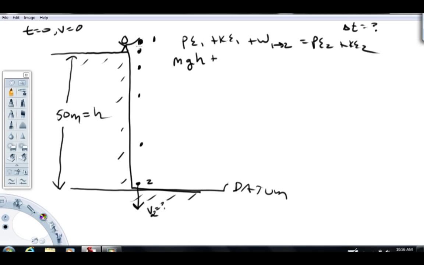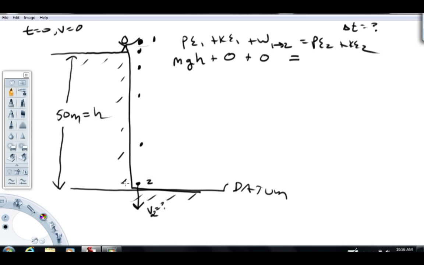Now I'm going to move on to KE1. Here are the keys at position 1. They're not moving yet, so they have a velocity of 0. Since kinetic energy is 1/2 mv squared, and the velocity is 0 at that point, KE1 would be 0. Work from 1 to 2 is going to be 0. I'm going to come back to that and talk about why after I finish the other two terms.